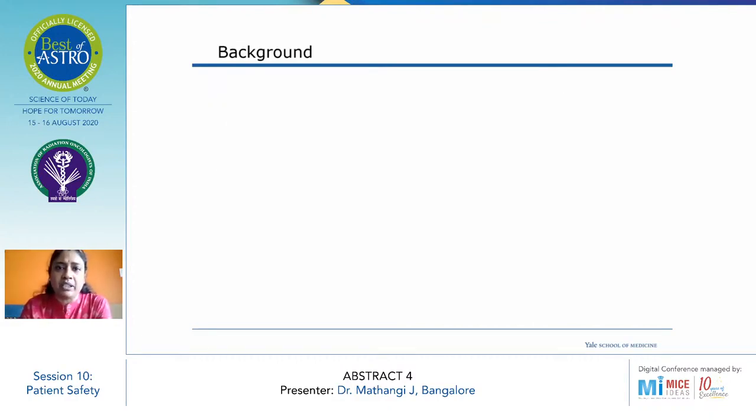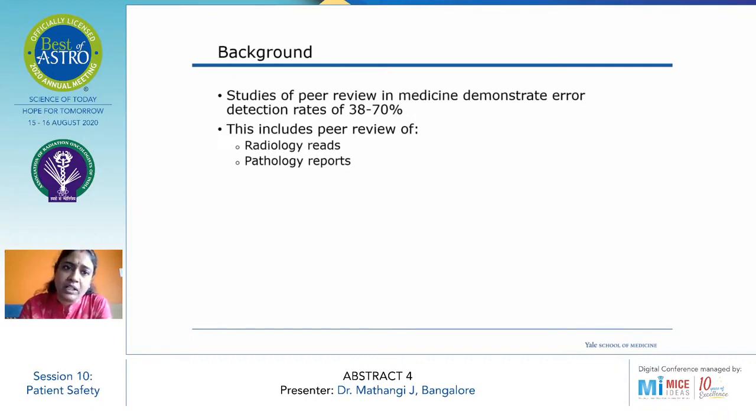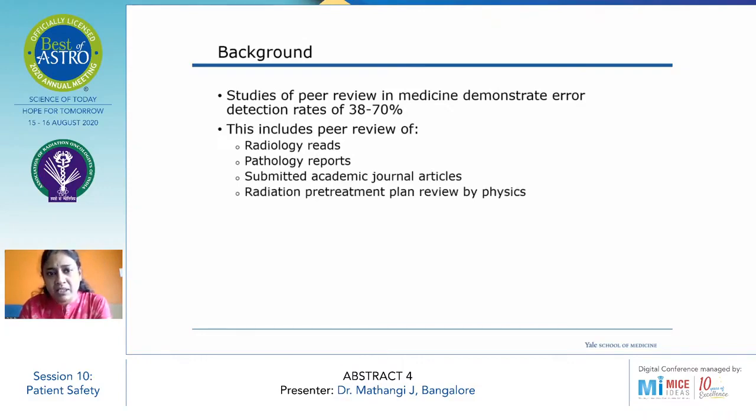How can we improve peer review is the further question. In studies of peer review, there is a doubt whether chart rounds is really an efficient way of doing QA. The doubt comes from the background that peer review in other departments has been at most 40 to 70% reviewed. This is because other department reviews can always be done. We have seen that radiology reports can be reread by peers, and pathology reports, submitted academic journals, and radiation pre-treatment plan reviews by the physicist.